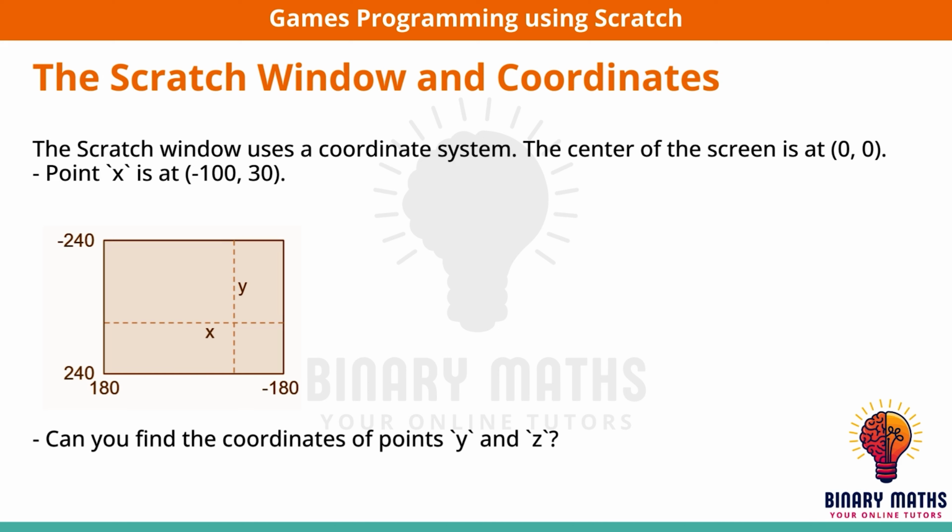Before we start coding, let's talk about the Scratch window and how coordinates work. The Scratch stage uses a coordinate system, kind of like a grid. The center of the screen is at 0, 0. The x-axis runs left to right, and the y-axis runs up and down. For example, the point marked x on this slide is at minus 100, 30. Can you figure out where points y and z are? Pause the video and take a guess.